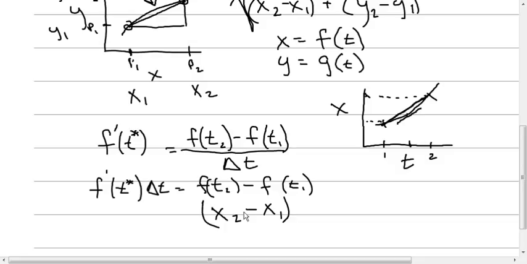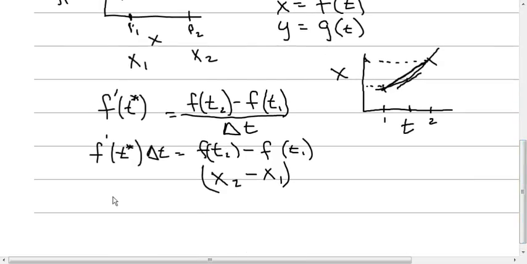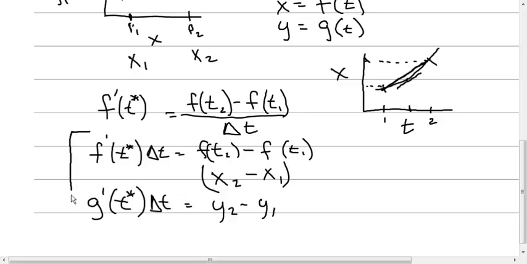And this is what we had in our equation up here. So therefore we could also write a similar equation, g prime at some point t, times delta t is equal to y2 minus y1. Now there's a little bit of arm waving here about the t values and things like this, but as a limit, as our distance between t's gets smaller and smaller, these equations should work. Now the question is, how do we put this all together?